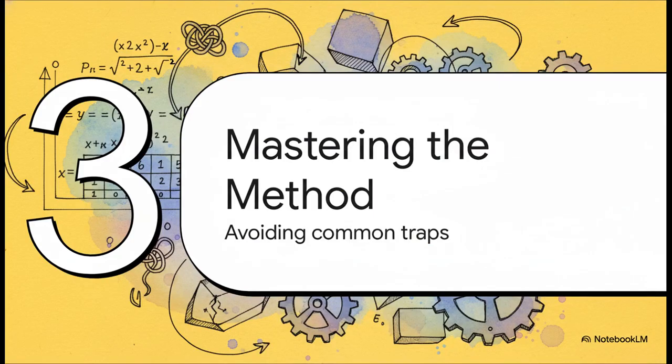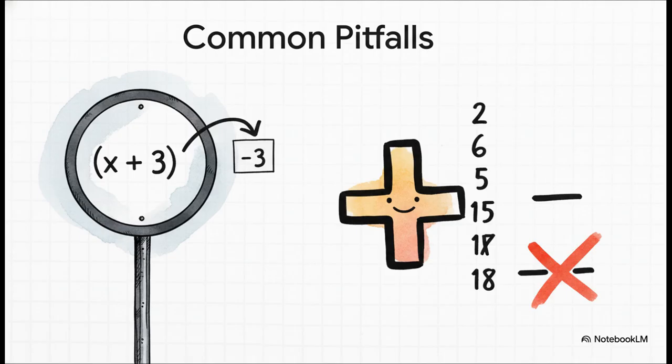Okay, so now that you've got the basics down, let's talk about mastering this thing. To really make this cheat code your own, you've got to know the common traps people fall into, and you need to see how to use it for some more advanced problems. Listen up, because these are the two biggest mistakes pretty much everyone makes at some point. First is what I call the sign switcheroo. You have to remember, if the divisor is x plus 3, you put -3 in the box.